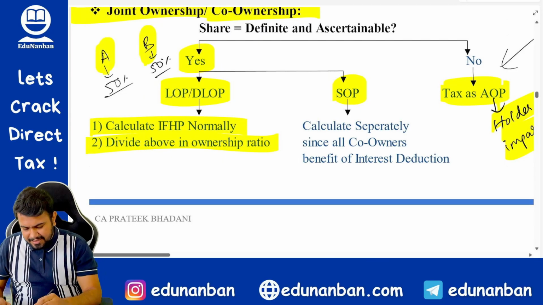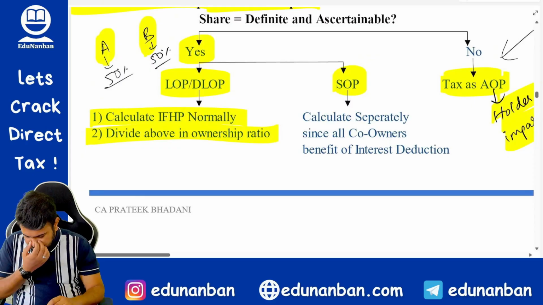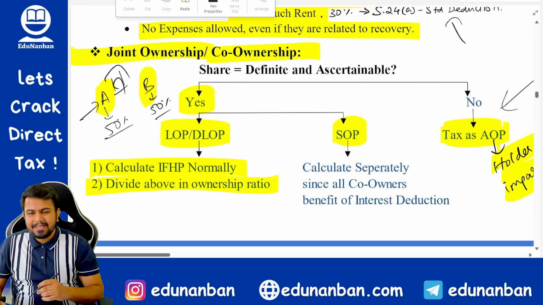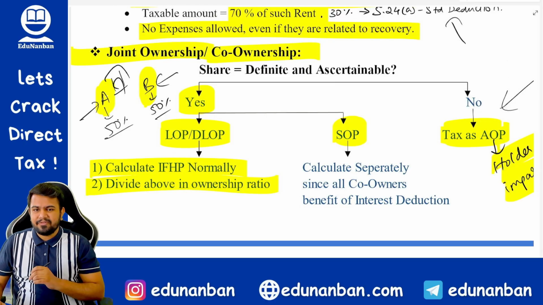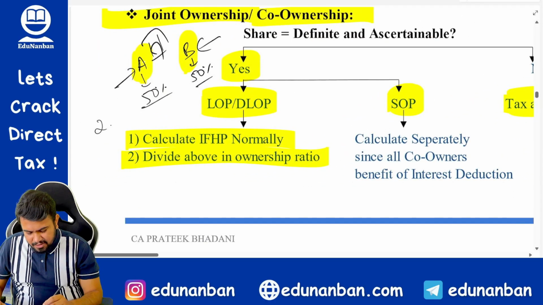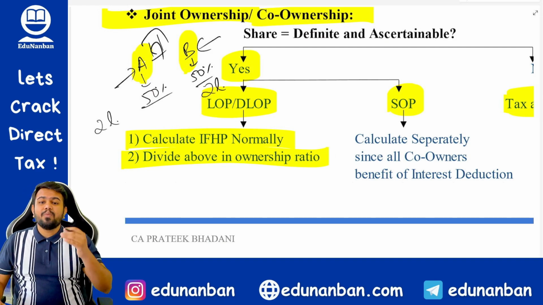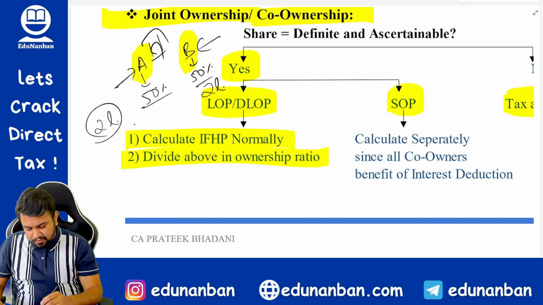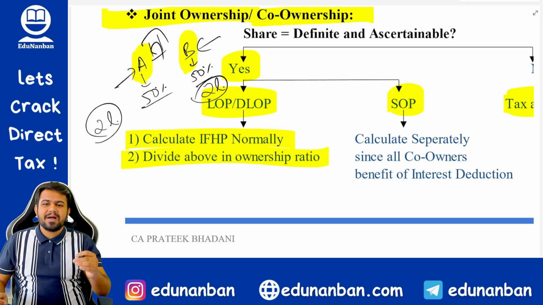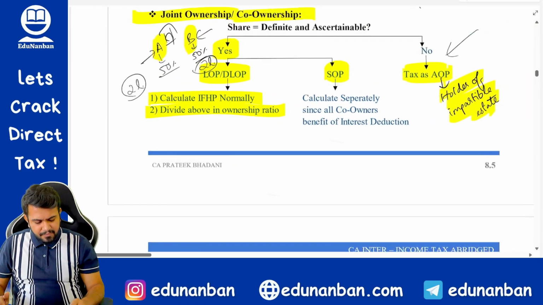Okay, for example, there is a single house where A is the 50% owner, B is the 50% owner. Sir, if A has paid an interest of 2 lakh rupees and B also has paid an interest of 2 lakh rupees, then how much interest will be allowed? Answer is 4 lakhs will be allowed totally, because A also has a maximum limit of 2 lakhs, B also has a maximum limit of 2 lakhs if all the conditions are satisfied. Okay, in case of SOP.